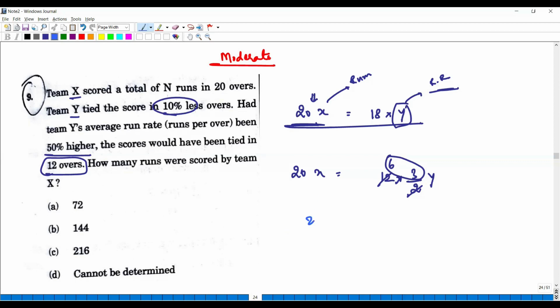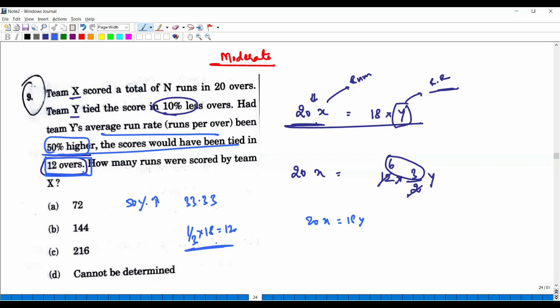So you can say 20X is equal to 18Y only. So this statement is useless. He's only saying if it is 50% higher, this will be 12 overs. So obviously if it is a 50% increase, then the overs decrease by 33.33, a 1/3 decrease. So 1/3 of 18 is nothing but 12 overs only. That is the useless information. So both mean the same only.